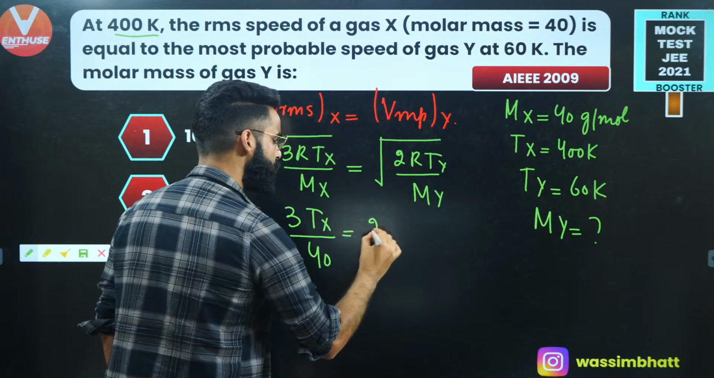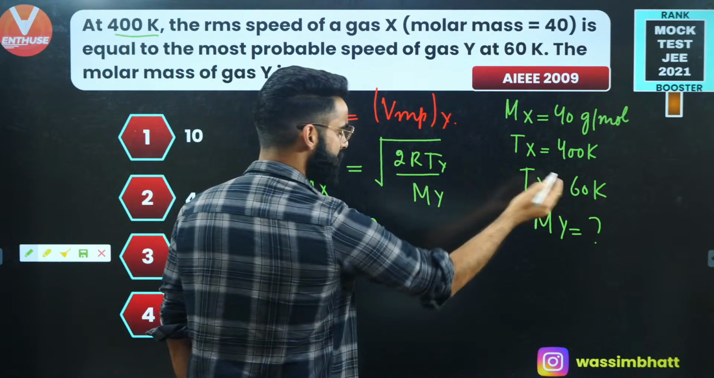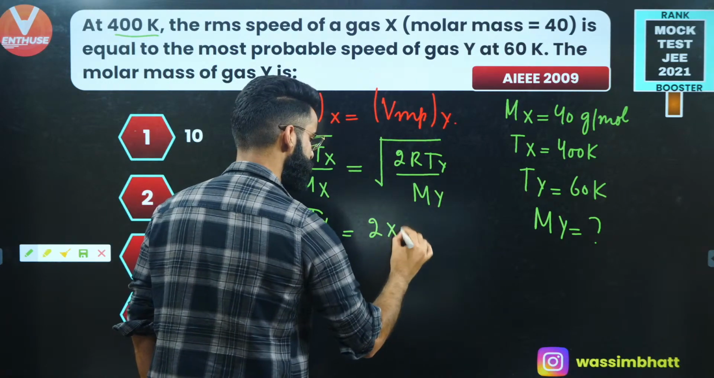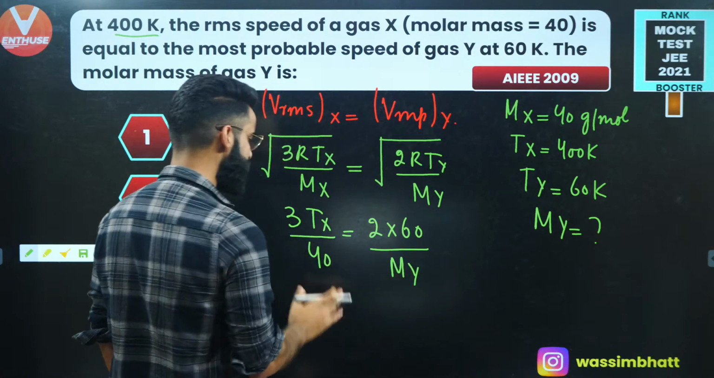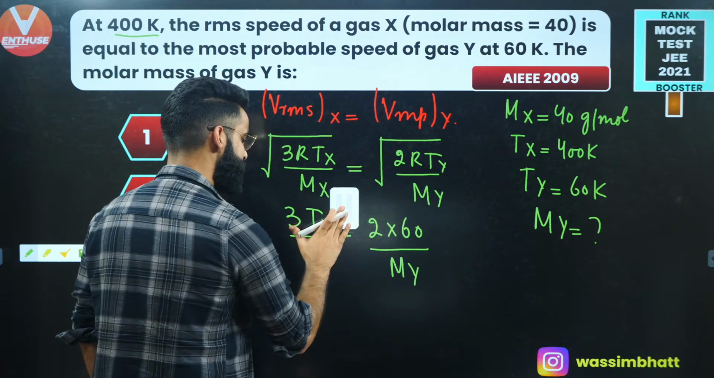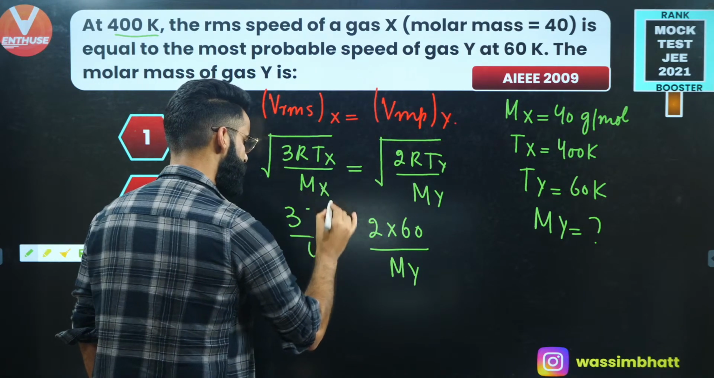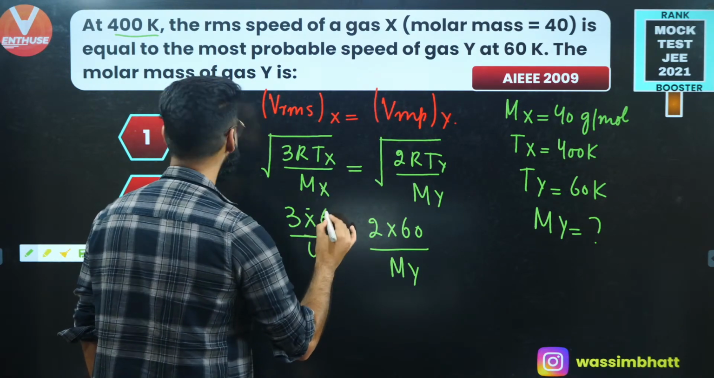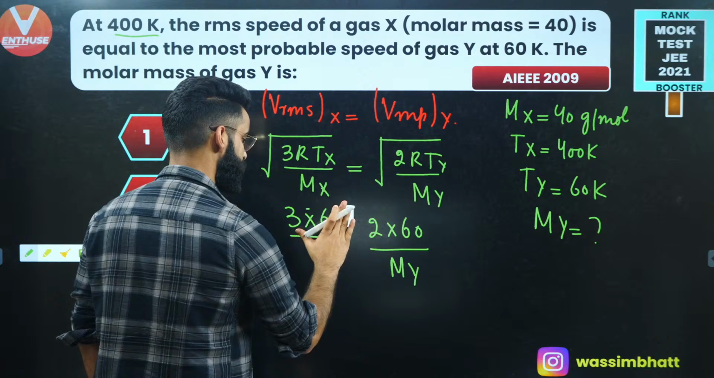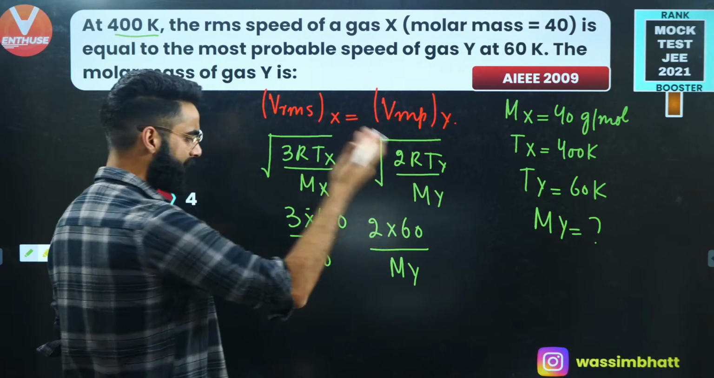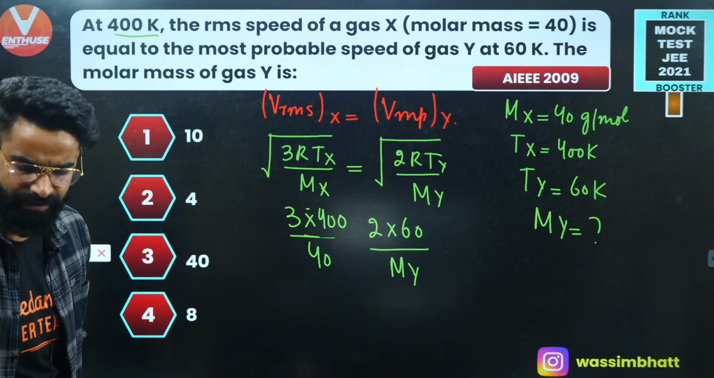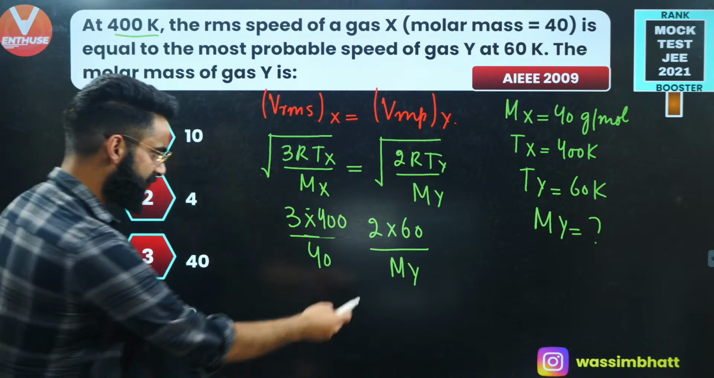Okay, is equal to 2 times temperature of Y, temperature of gas Y is given to me as 60, divided by molar mass of gas Y, which we are supposed to calculate. And at the same time, temperature of gas X is also given to me as 400 Kelvin. Now, it's your job to do the calculation. Just do the calculation, get the molar mass of Y from here.